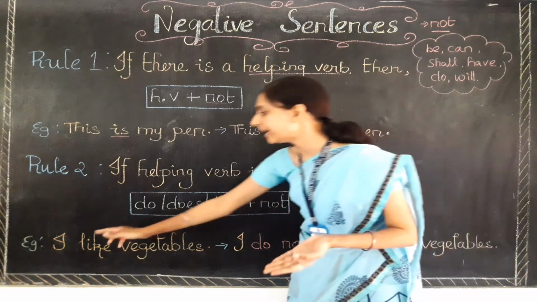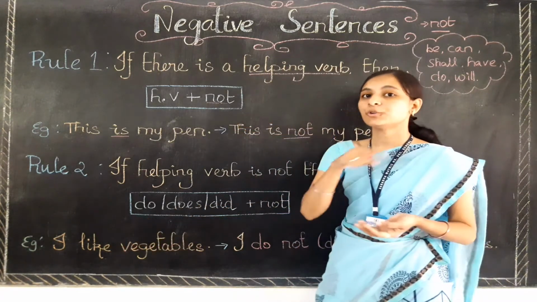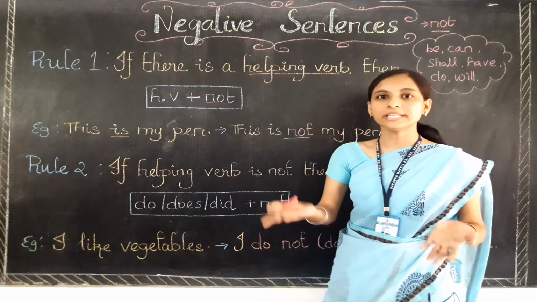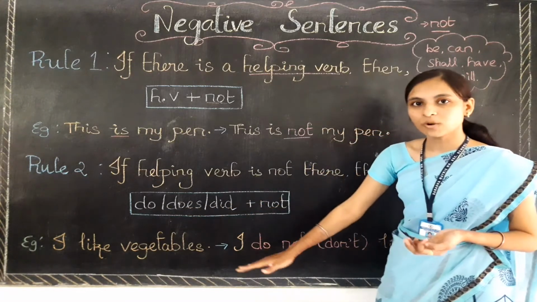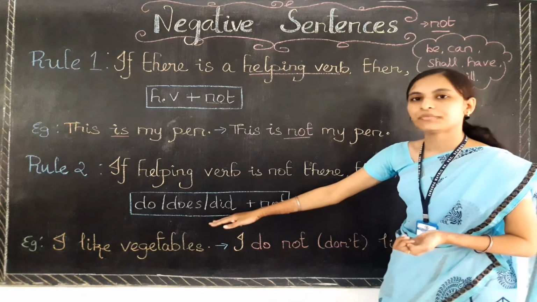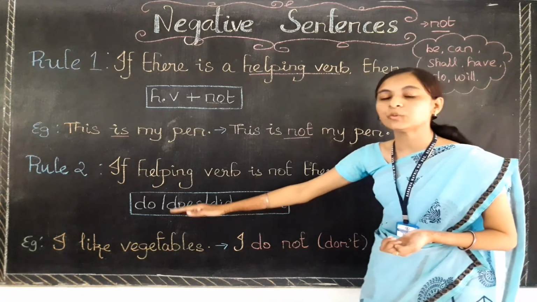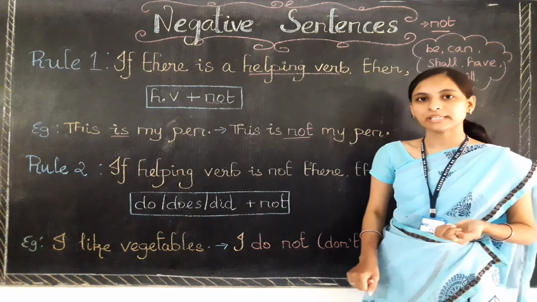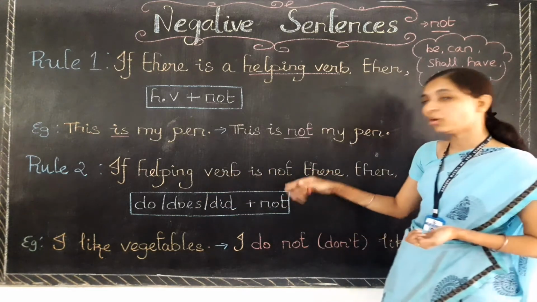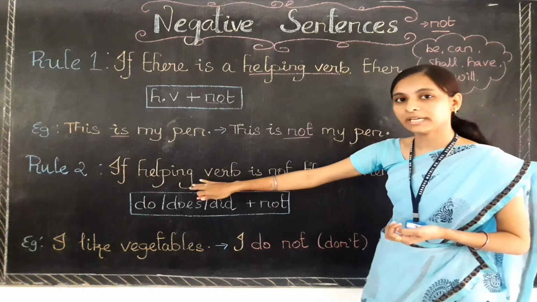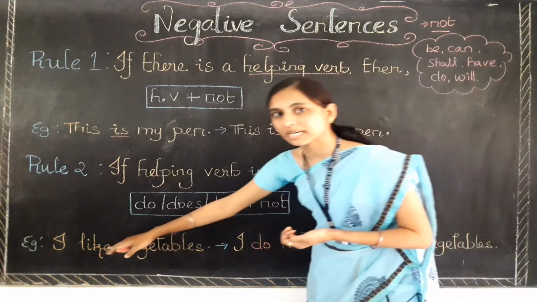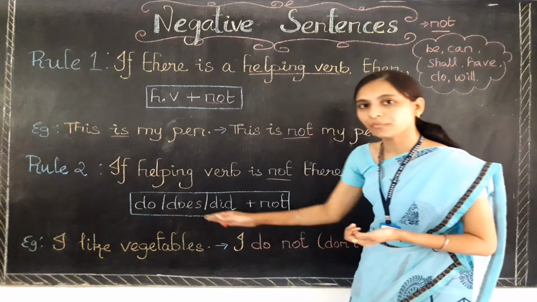Can I simply add "not" like "I like not vegetables"? No, that is the wrong way of saying it. What do I need to do? Look at the rule, look at this box. If there is no helping verb, in place of the helping verb, after the subject, you are going to use a do family verb.